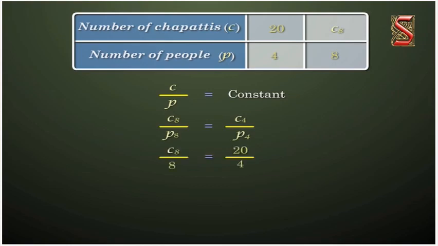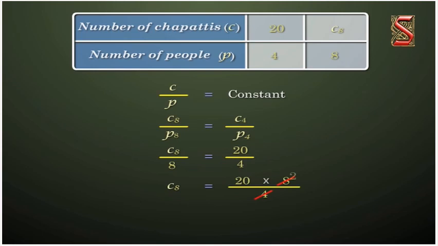And that gives us C1 is equal to 20 upon 4, and C2 upon 8 is equal to 20 upon 4. So therefore we need to find the value of C2. C2 will remain there itself, the number of chapatis. 8 has a division relation on LHS. If it shifts onto RHS, it will become a multiplicative relation. So C2 is equal to 20 into 8 divided by 4.